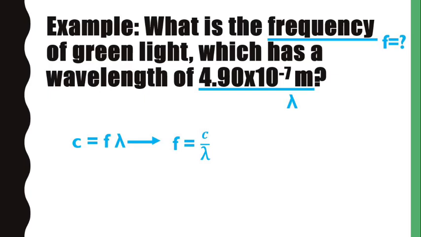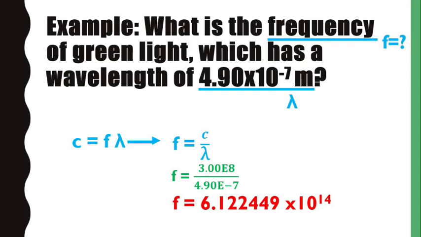And at this point, I just need to plug in my c, which remember is a constant. It's not in my problem, but it's always the same value, 3 times 10 to the 8th, and divide by that 4.90 times 10 to the negative 7th, and that will get me my answer.